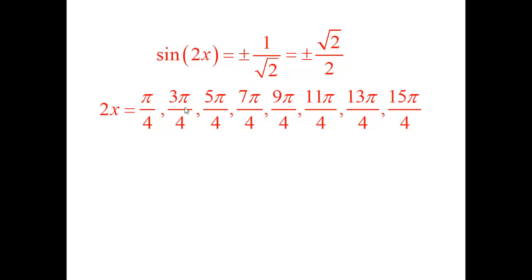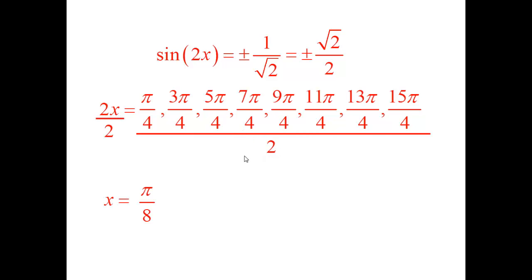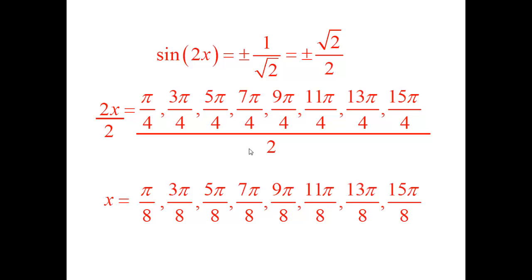You might also notice with the pi over 4s, it's a nice pretty pattern. 1, 3, 5, 7, 9, 11, 13, 15. That only works with pi over 4s, so don't try that with over 6s or over 3s. Now divide everything by 2, and we get all of those answers over 8.